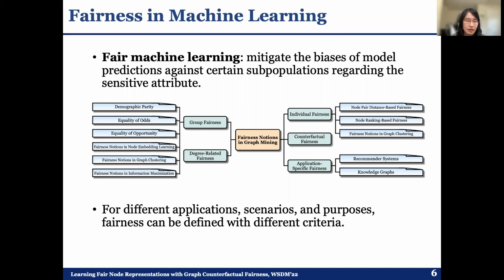Recently we have developed a lot of different definitions and notions of fairness, because we noticed that there are a lot of different applications, scenarios, and purposes. So fairness can actually be different in many different ways.